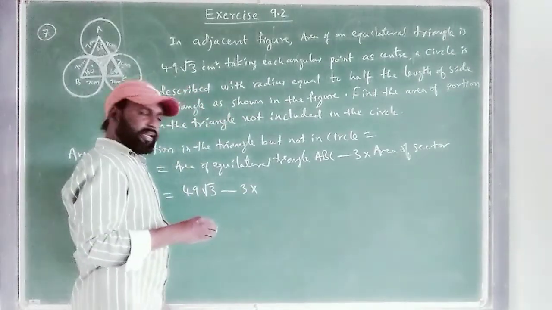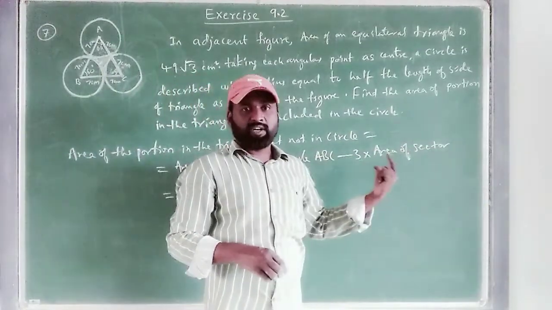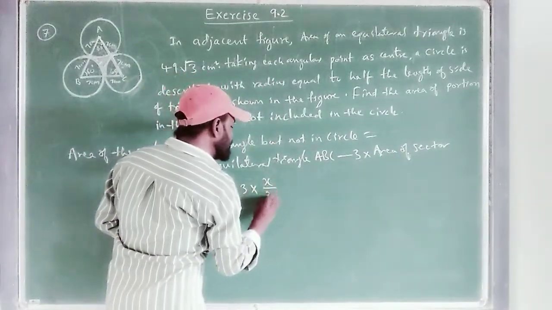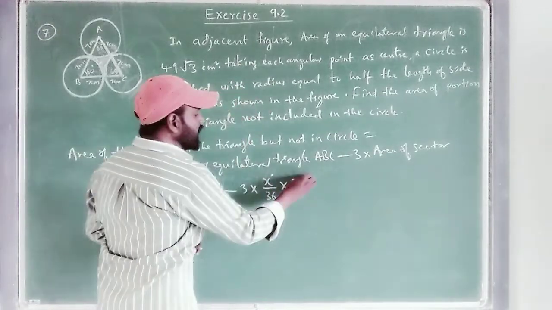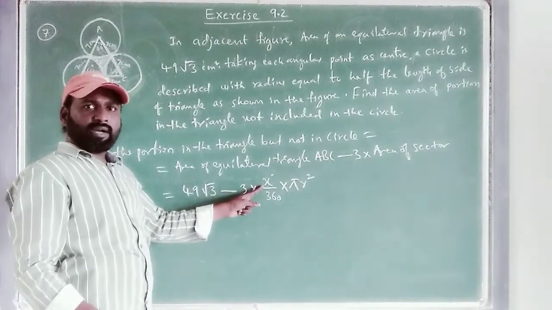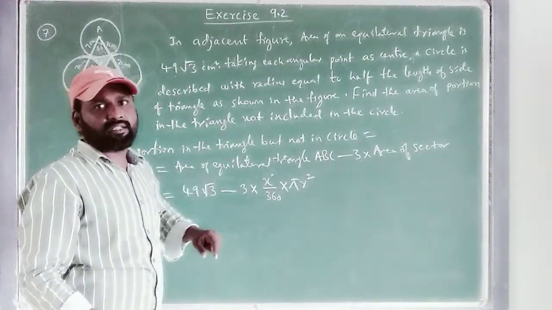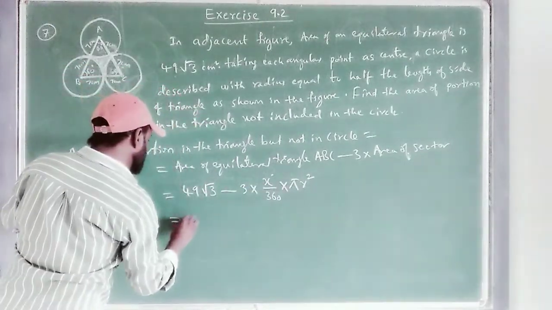Next, what we have to do? Area of the sector we have to multiply with the 3. The area of the sector formula is x degrees by 360 degrees into πr². Here x degrees means nothing but the angle subtended by the arc at the center of the sector. How much is the angle? 60 degrees. So we have to substitute 60 in place of x.